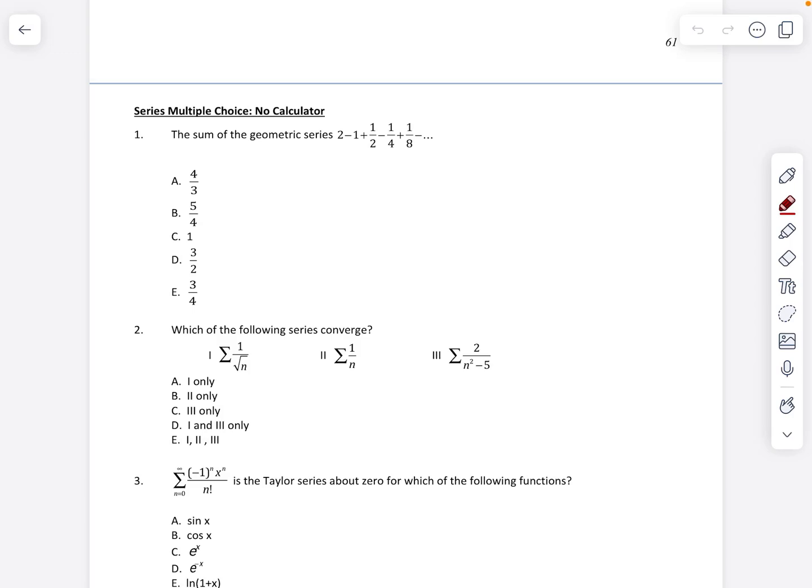Okay, so the sum of a geometric series, remember the formula for the sum of a geometric is a over 1 minus r. So your a in this case is 2, it's always the first term. Your r in this case, notice you're multiplying by negative 1/2 every time. So it's 1 minus r, and then if you clean this up, this is 2 over 3/2. Flip the second fraction, this is going to give you 4/3.